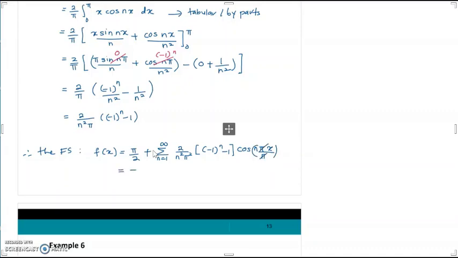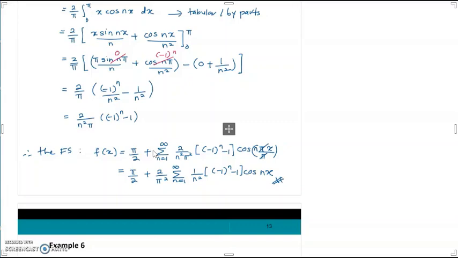So again, we can simplify this one. At the last, we can touch up a bit. So plus 2 over pi squared can be put aside. In the summation, we have 1 over n squared, negative 1 to the power of n minus 1, multiplied with cos nx. Okay, so that's the Fourier series of the given function f(x).